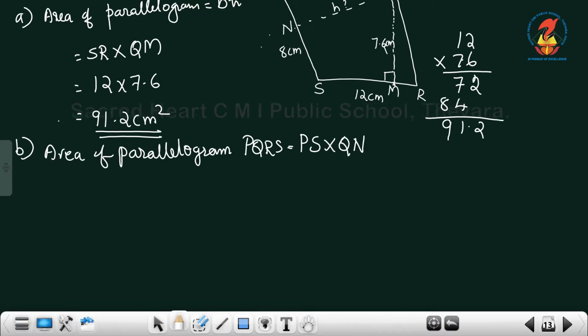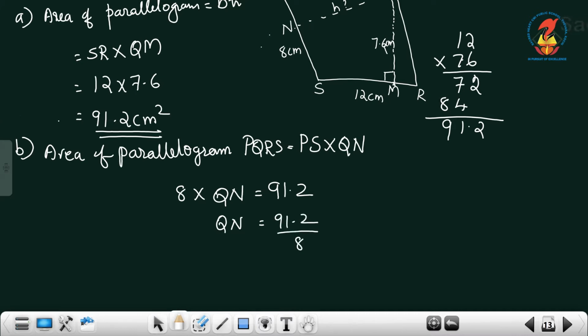Next, we already calculated the area. What is the area? 91.2 centimeter square. What is the PS? PS equal to 8. QN is not given. QN equal to, what is its area? 91.2. QN equal to 91.2 divided by 8.